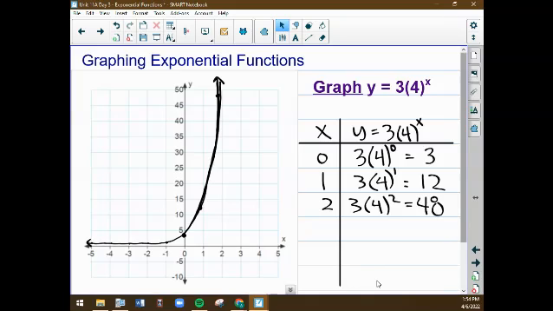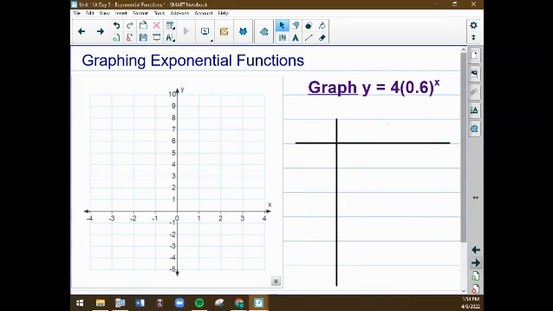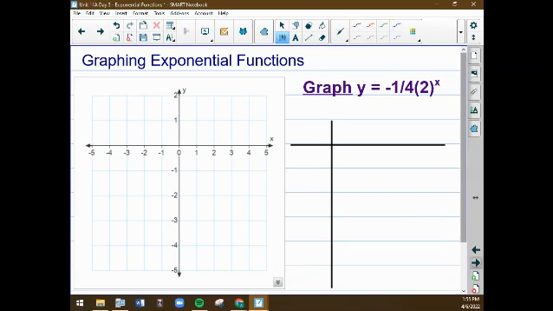Okay? So let's do one with this decimal. I've got 4 times 0.6. And I'm going to plug in values for x. Or should we try negative 1? Let's try the negative 1 and see what this looks like. So x and then y equals negative 1/4 times 2 to the x. We'll start by plugging in 0. So we get negative 1/4 times 2 to the 0. Well, anything to the 0 is 1, so that's going to be negative 1/4, which is also 0.25.